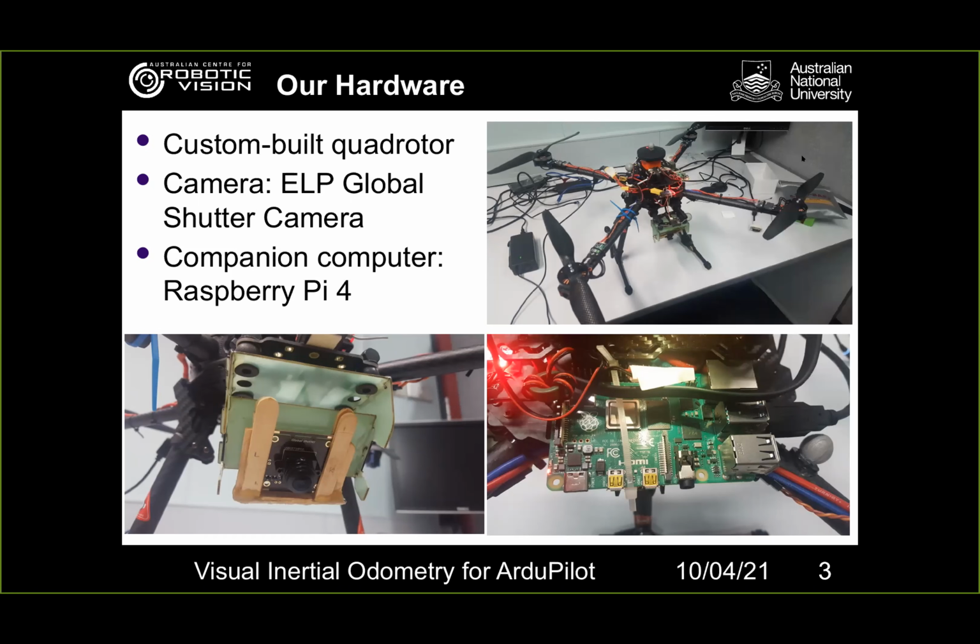Enough. Yeah. But yeah, so we have the quad. There it is in the picture, right? We have a companion computer. We used a Raspberry Pi 4. And we also have an ELP global shutter camera. If anyone's really interested, I can give you the model number later.